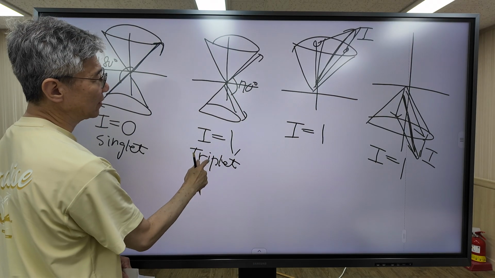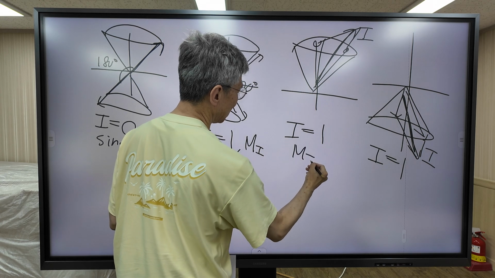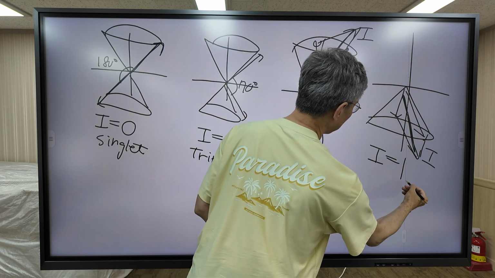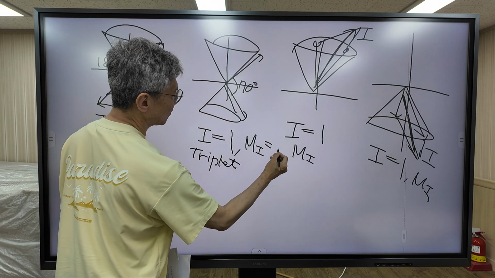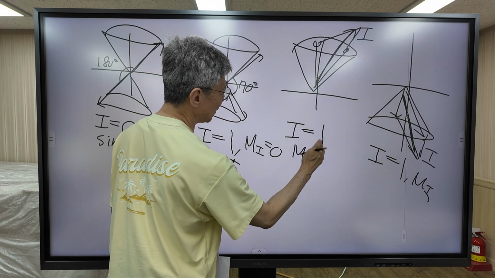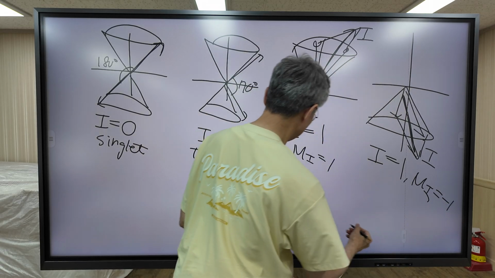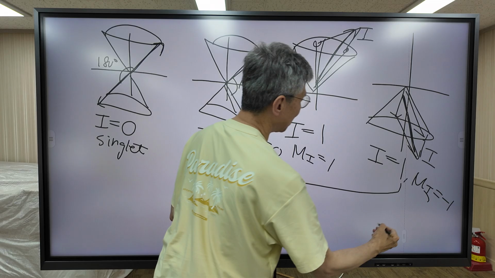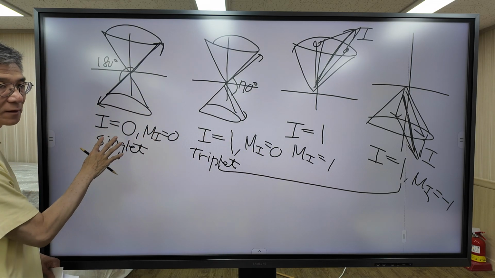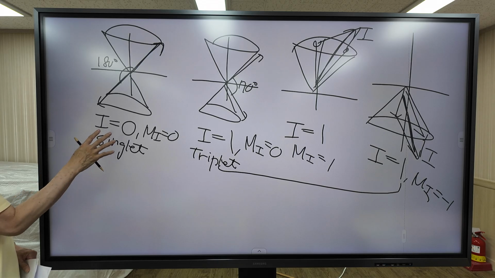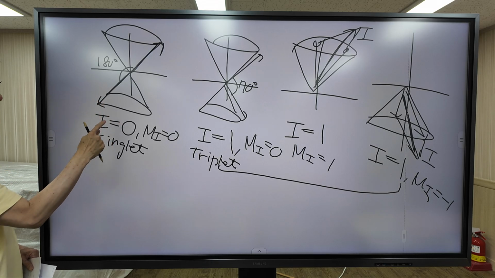And given I, we can define Mi. The quantum number for this diagram is Mi equal 1. For this one it is minus 1. This state is called the triplet state. This state is called the singlet state.